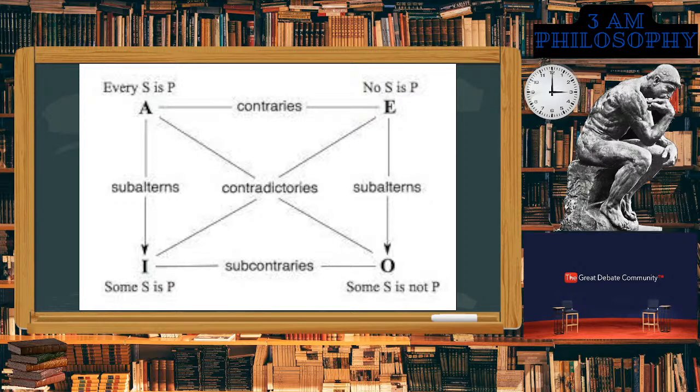The top part, the contraries, the A and E, means that both of them can't be true at the same time. Both can be false at the same time.